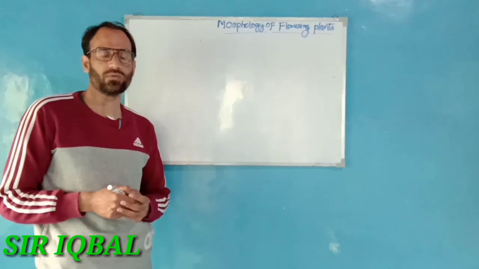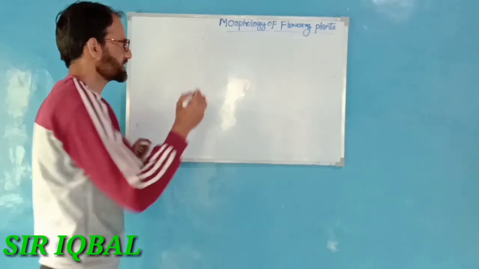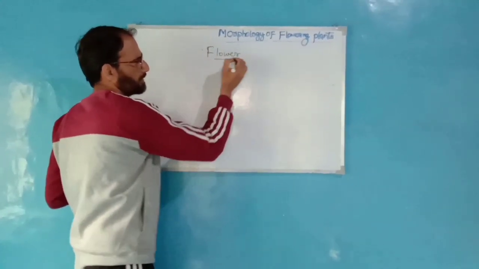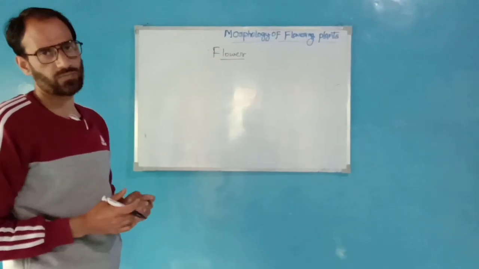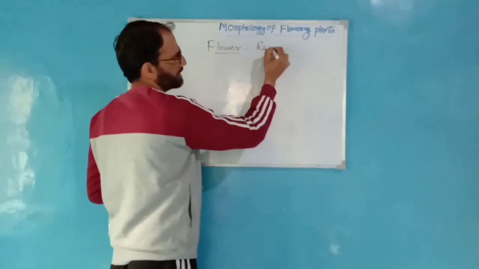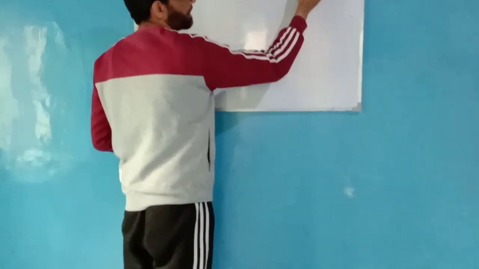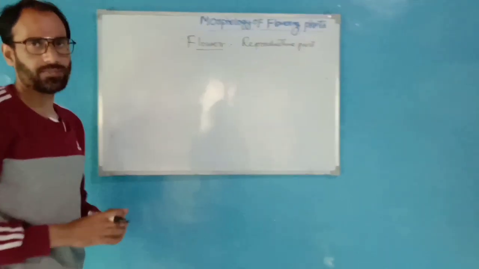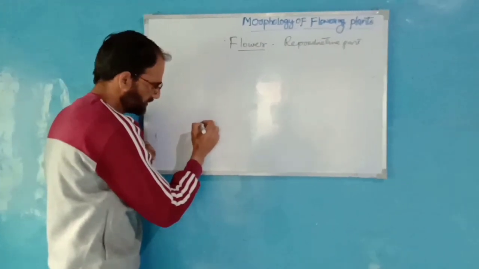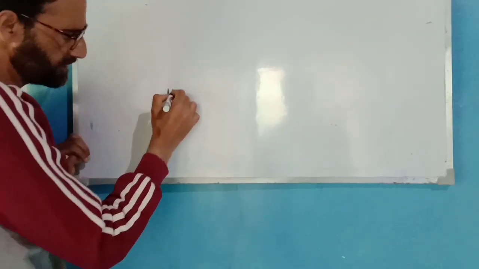Today we will talk about the flower, that is another part of the stem. So flower is today's topic. What is flower? Flower is the reproductive part of the plant. So it helps in the reproduction. When we talk of the flower, we have the important parts of the flower.